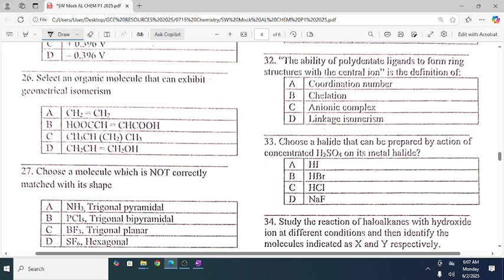I suspect option B. Let me try to draw option B. We have carbon double bonded to carbon. The carbon on one side has an H and a carboxylic COOH, and the carbon on the other side also has an H and COOH. Good. So this is the trans isomer. And for the cis isomer, we'll just make sure that COOH is on the same side. So yes, option B has to be correct.